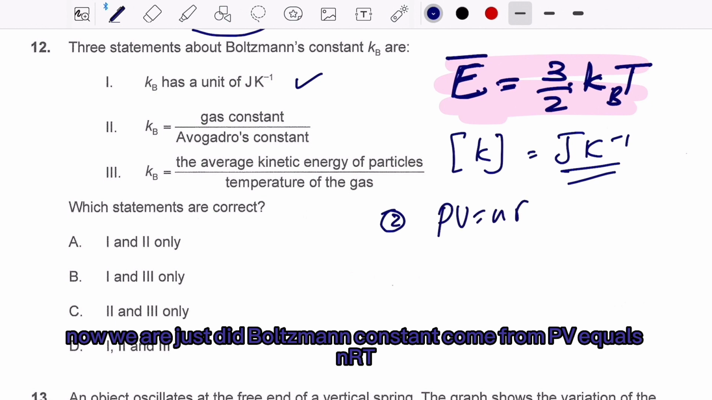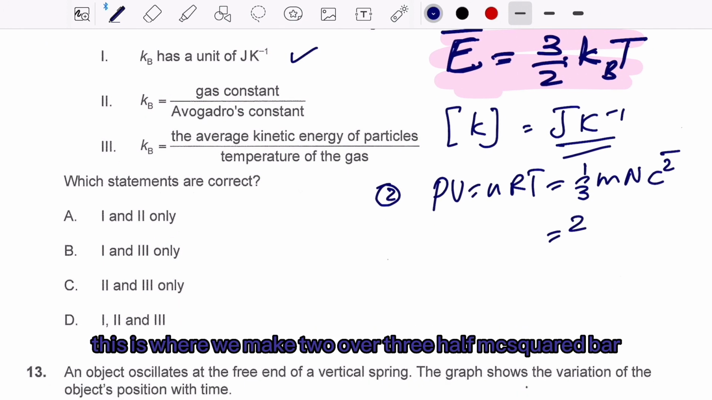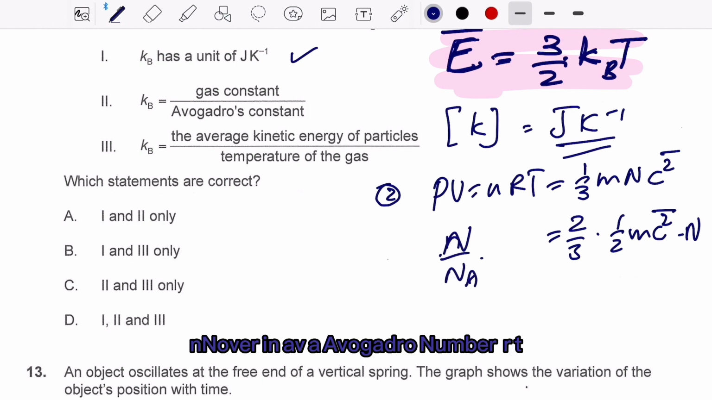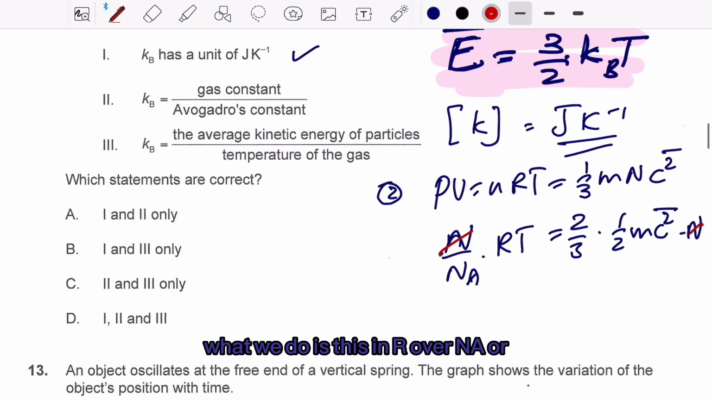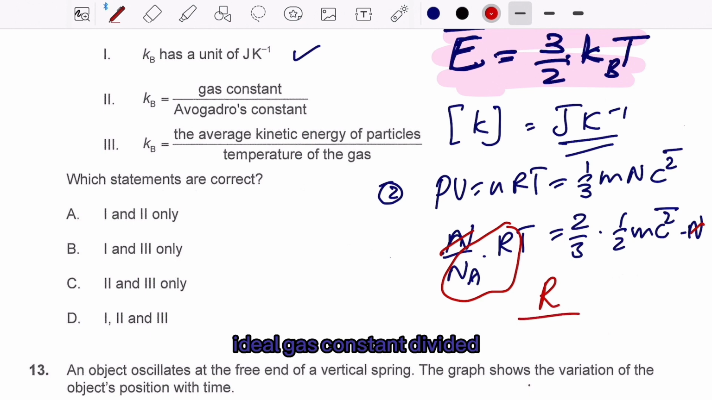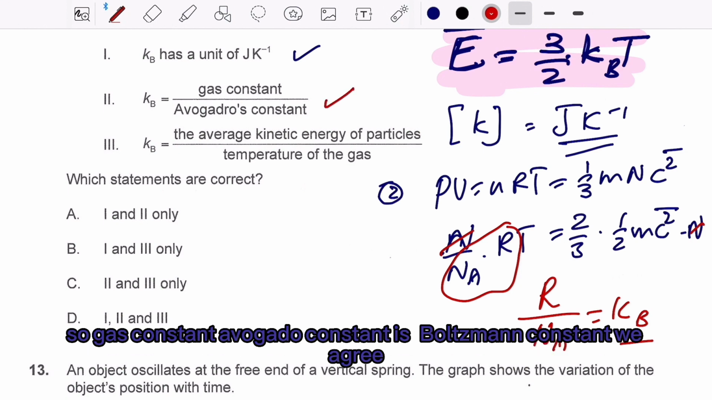PV equals nRT or 1/3 mnc squared bar. So this is where we make it 2/3 times half mc squared bar times n equals n over N Avogadro number times RT. So what we do is this n cancels. This R over NA, the ideal gas constant divided by the Avogadro constant, is what we call the Boltzmann constant. So gas constant over Avogadro constant is the Boltzmann constant.